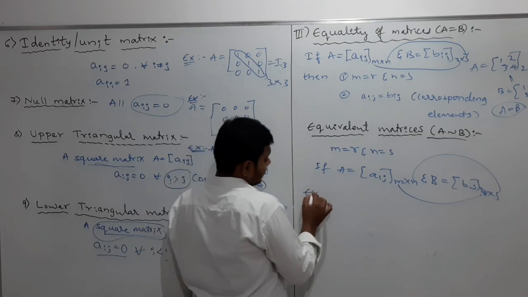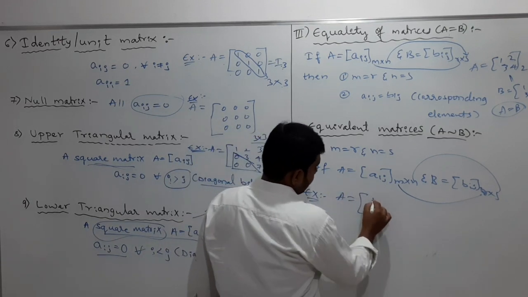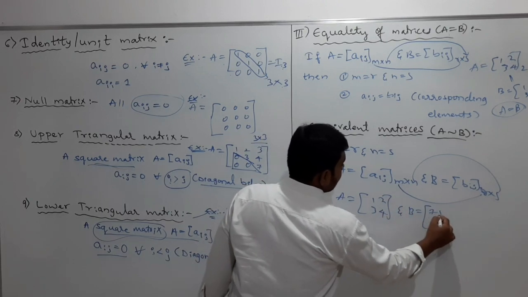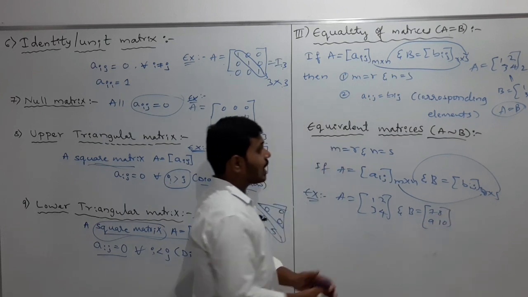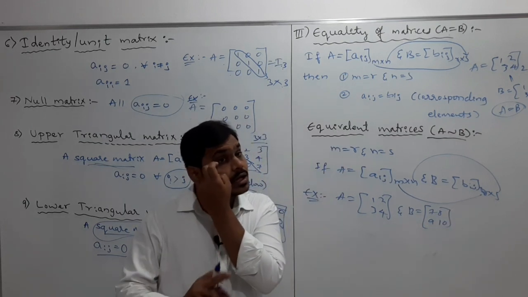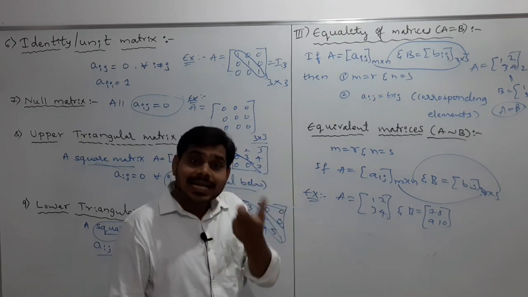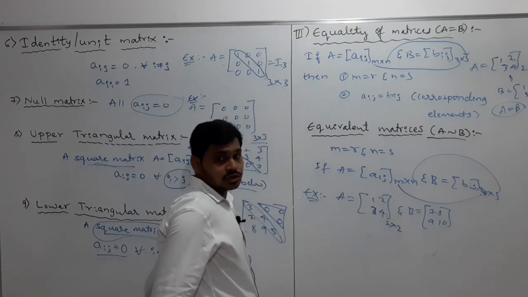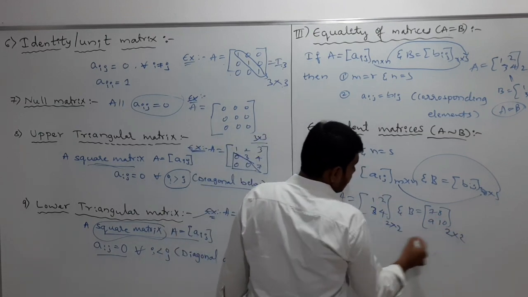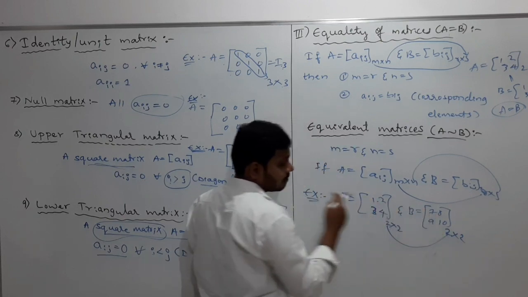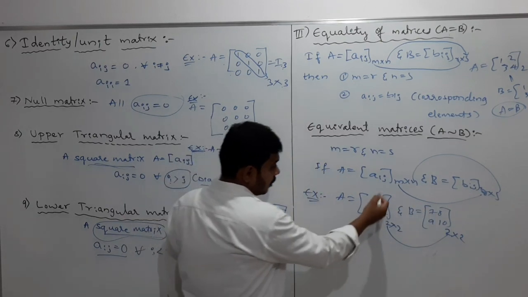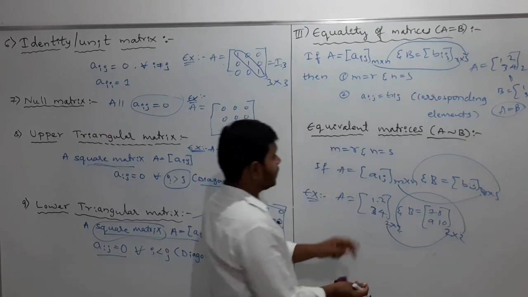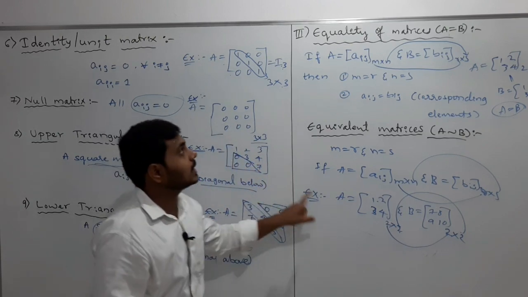Again, if you want, you can take an example, my dear students. Let us take A equals 1 2 3 4 and another matrix B equals 7 8 9 10. These two are equivalent matrices but not equal matrices. What is the order of this matrix? 2 cross 2. What is the order of this matrix? 2 cross 2. The number of rows in both matrices is the same. The number of columns in each matrix is 2. Both are equal. Therefore, these two matrices are equivalent but not equal.